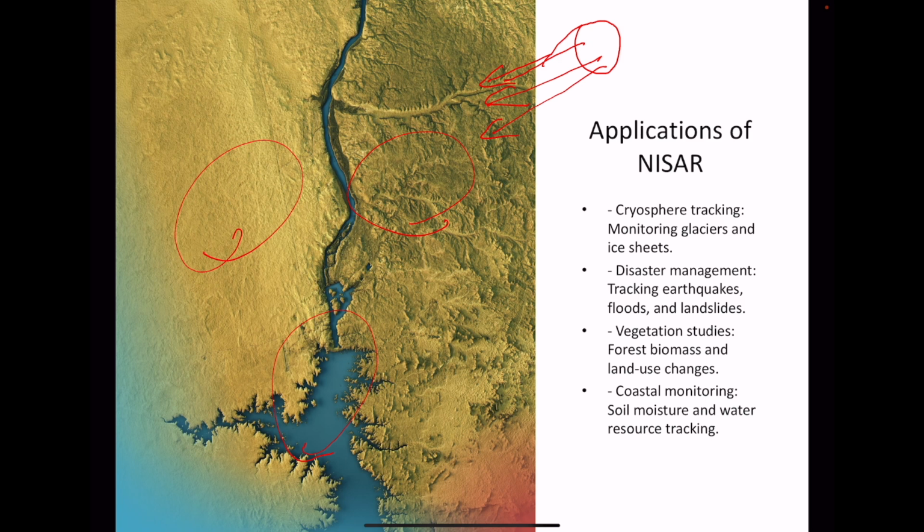So the applications we are looking for are glaciers, ice sheets, disaster management like tracking earthquakes, floods, landslides, and then our forests, and coastal monitoring, like soil moisture, water resource tracking, etc.